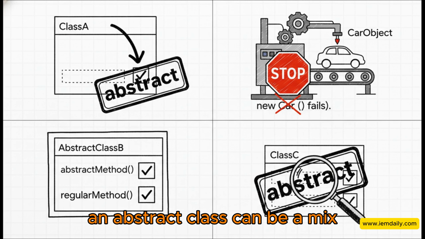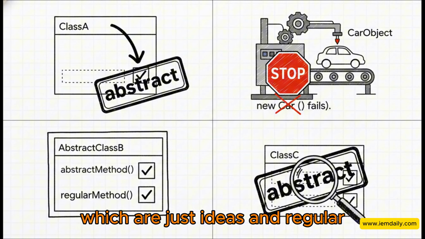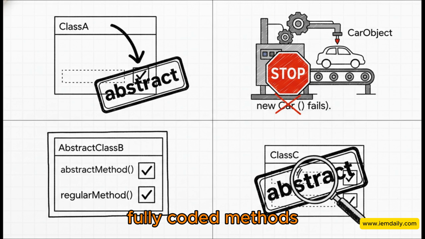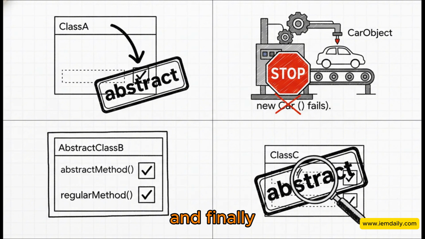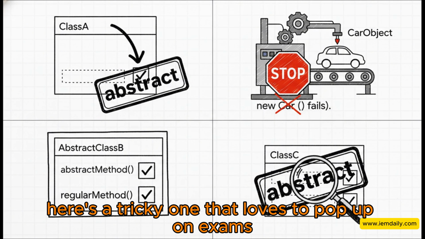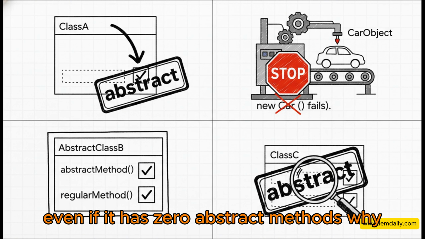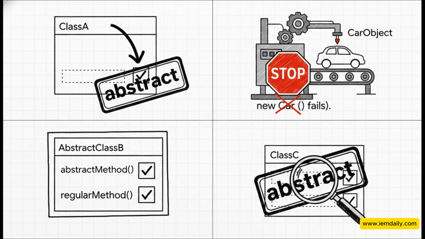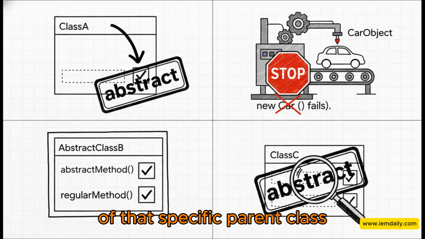Third, an abstract class can be a mix. It can have abstract methods, which are just ideas, and regular, fully coded methods, like a play music feature that works for all cars. And finally, here's a tricky one that loves to pop up on exams. A class can be declared abstract, even if it has 0 abstract methods. Why? It's a design choice to stop anyone from creating an instance of that specific parent class.